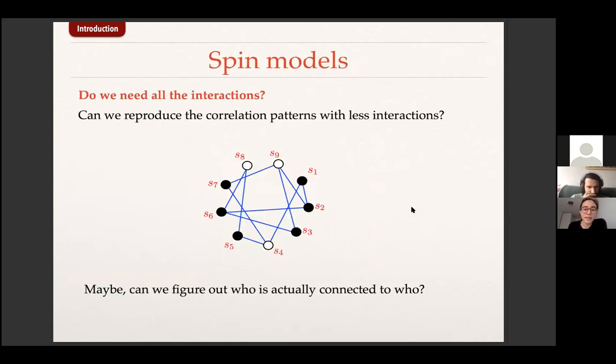We could ask, do we actually need all the pairwise correlations to reproduce all the correlation patterns of the system? Do we actually need all the pairwise interactions to reproduce all the correlation patterns of the system? Maybe I can use only a subset of these interactions and still be good at reproducing the same patterns. And if I were able to find a very small set of interactions that allow me to reproduce these patterns, then maybe I would be happy, and maybe I would be able to say something about the structure of the system.